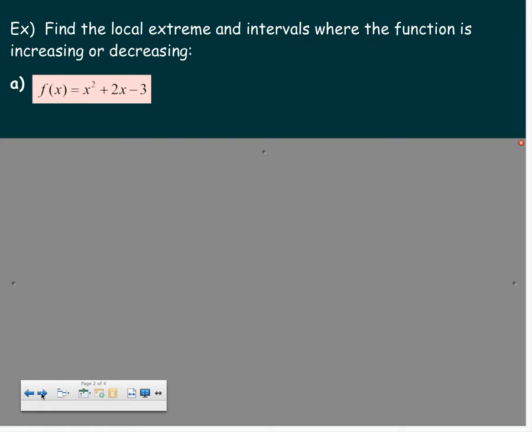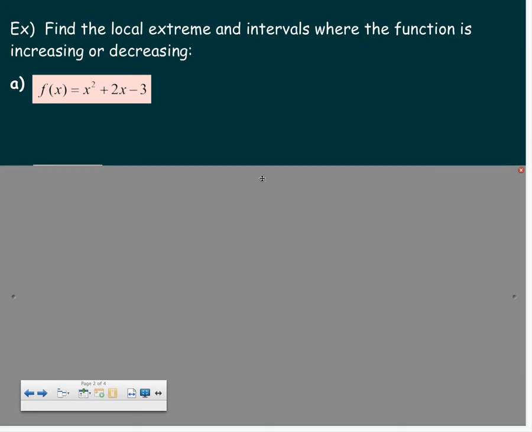So the directions here say, find the local extreme values, it should say, and the intervals where the function is increasing or decreasing. So this is a parabola, right? And isn't it a parabola that's opening up, correct? So we know that the function's decreasing, then it hits the vertex, and then it's going to go increasing. So shouldn't it have one minimum at the vertex? Well, let's see the calculus work that could support this. Just like we did before, we're going to set the derivative equal to 0.